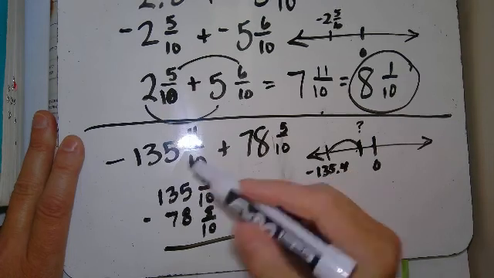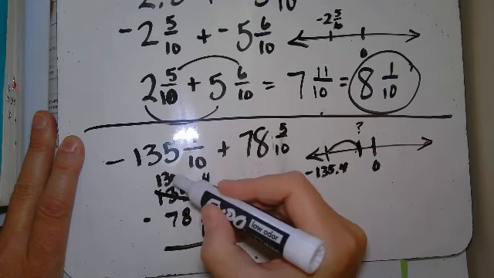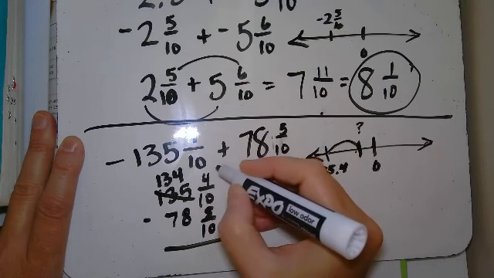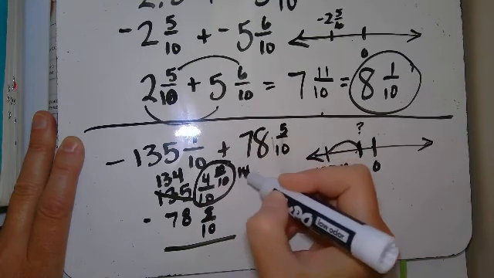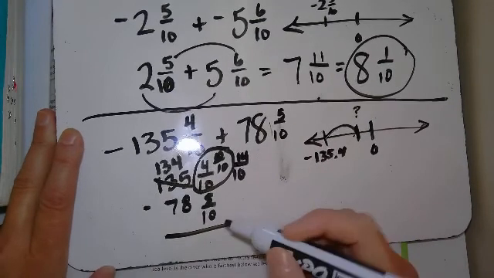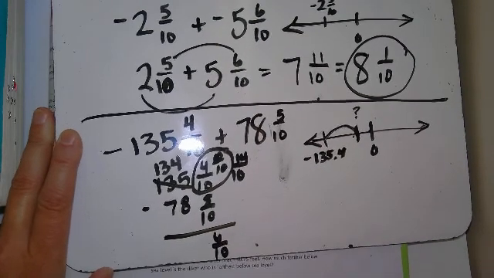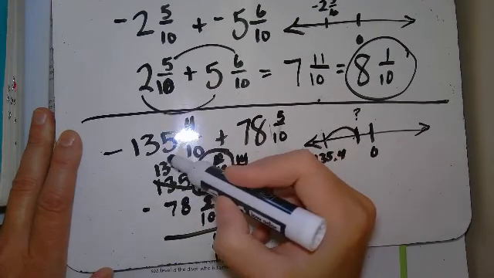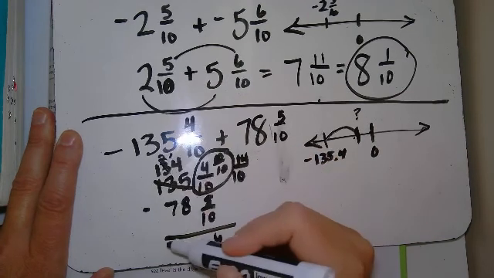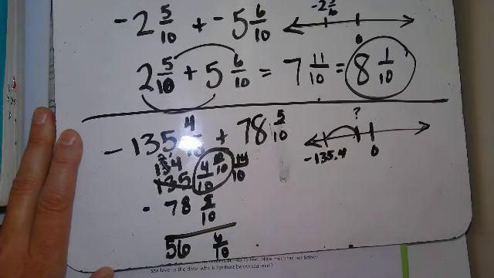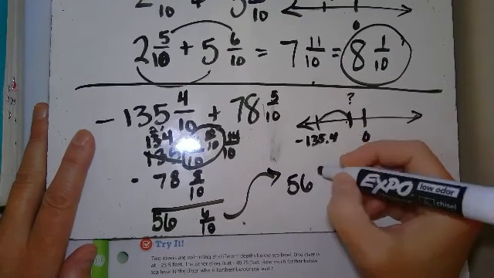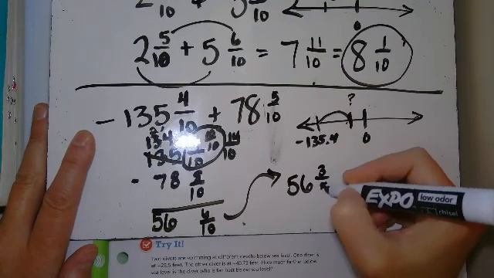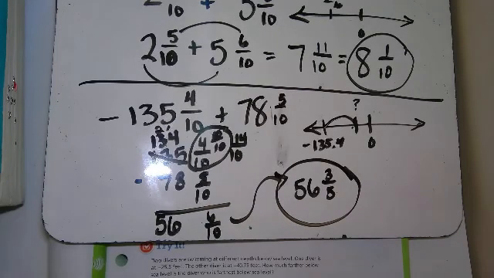I'm going to start with these fractions. I can't take 5/10 from 4/10, so I'm going to call this 134 10/10. And that allows me to look at this as 14/10 minus 8/10 is 6/10. And then 134 minus 78 is going to give me 56. So I'm at 56 6/10, which I'm going to rewrite as 56 3/5.